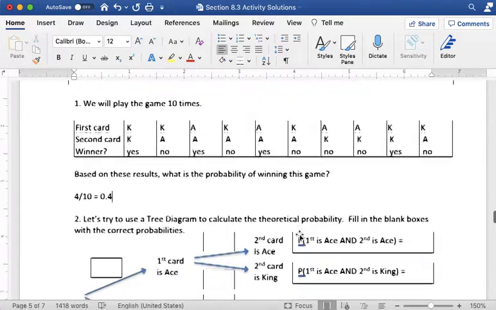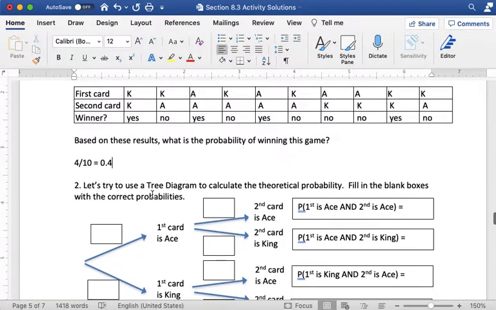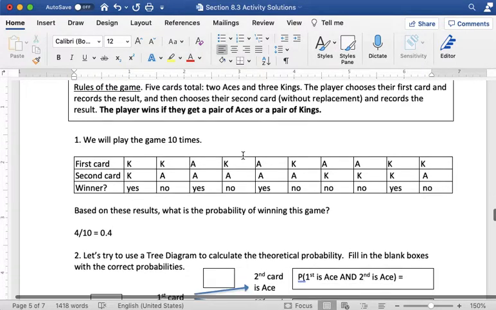So now we're going to use a tree diagram to calculate the theoretical probability. So 4/10 is my empirical probability. I could continue playing the game more times to get a more accurate empirical probability, but the theoretical probability we're going to calculate here using math. So I'm going to start by figuring out what is the probability that I get an ace from my first draw. And so based on my set of cards that I'm starting with, I have 2 aces and 3 kings in the set. So that means my probability of getting an ace is 2/5.